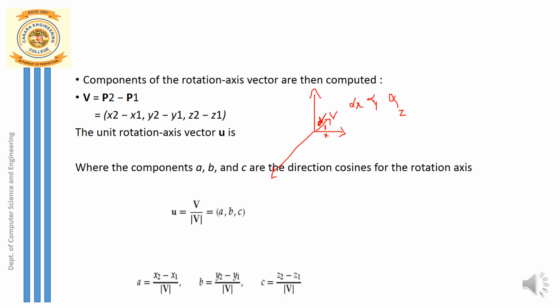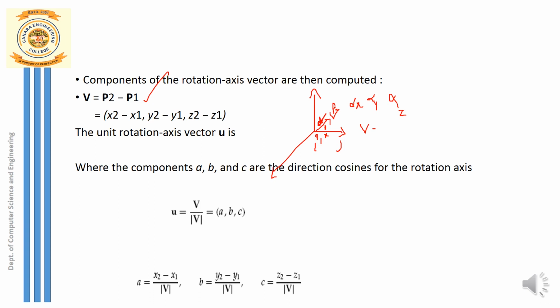So this vector v, I can call a line segment made up of two endpoints, say P1 and P2. P1 and P2 are the two endpoints of this line segment. So this vector can be written as V is equal to P2 minus P1. What is point P1? It is given by the coordinates x1, y1 and z1. What about the point P2? Again it is a 3D point, so it is given by x2, y2 and z2.